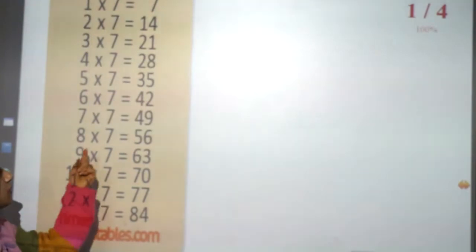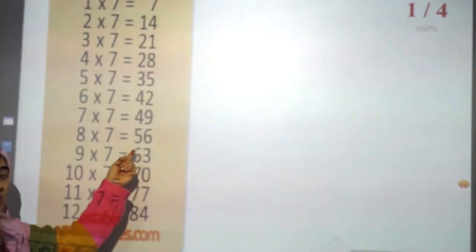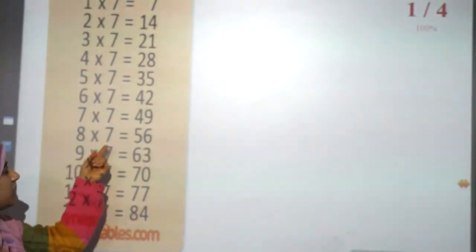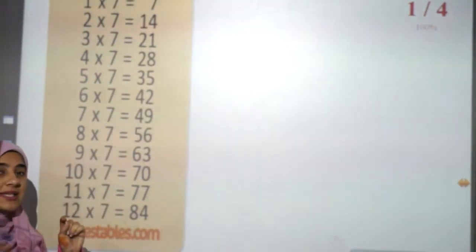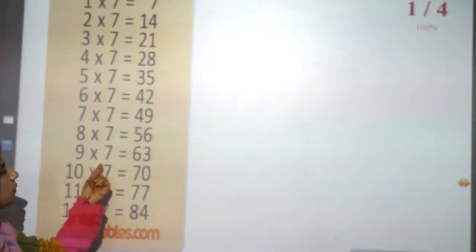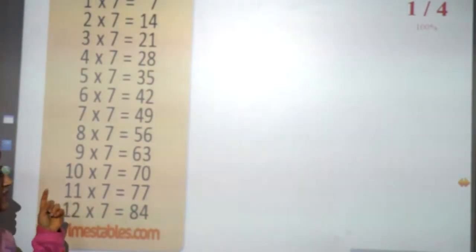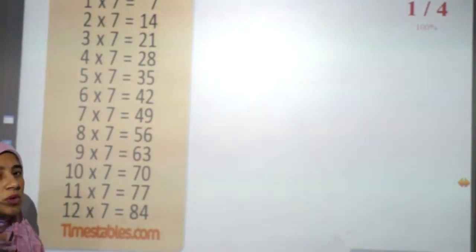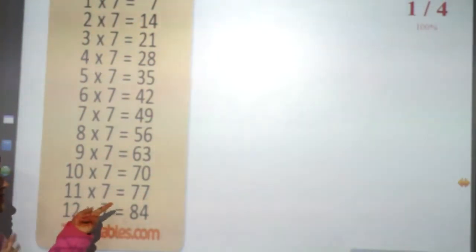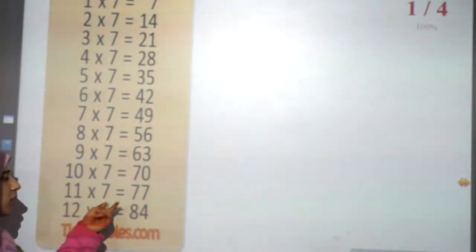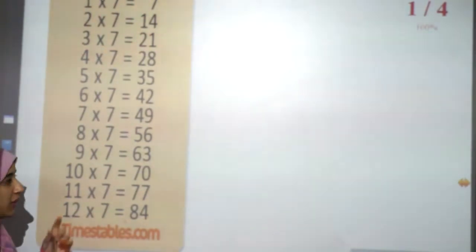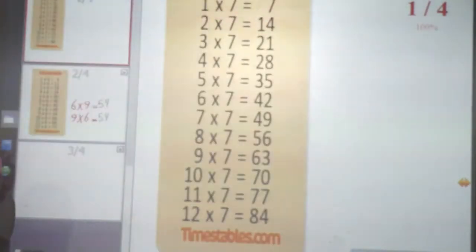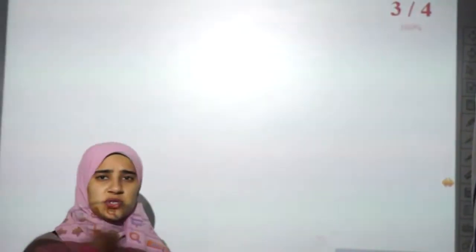Excellent. 8 times 7 equals 56. Repeat, you must do it very well. 9 times 7 equals 63. 10 times 7 equals 70. 11 times 7 will be 77. Very good. 12 times 7 equals 84. Grade 3, what is this? Timetable 7. We make revision on timetable 6 and timetable 7.